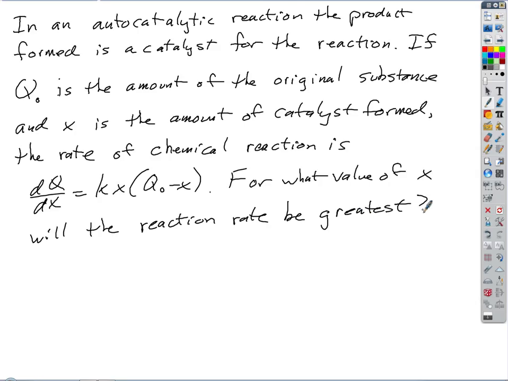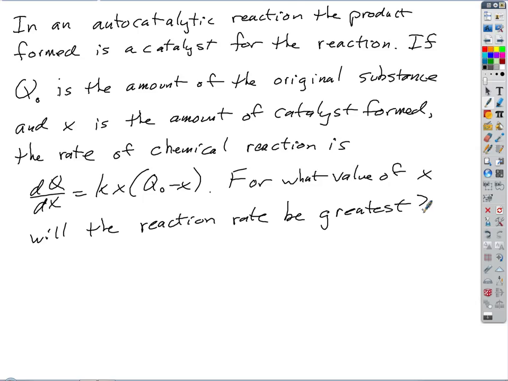There we go. Okay, so this is kind of a cool problem. In an autocatalytic reaction, anytime you have the word auto in something, it means it drives itself. So in an autocatalytic reaction, the product formed is a catalyst. Now, what's a catalyst? Something that moves a reaction along, speeds up a reaction, right? So if the product formed is a catalyst, then that's going to further drive the reaction.